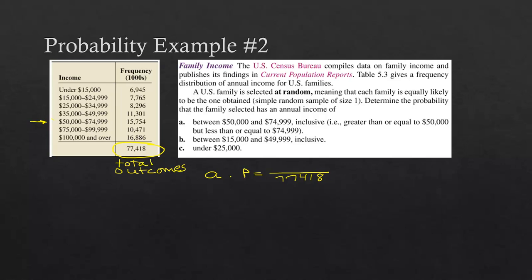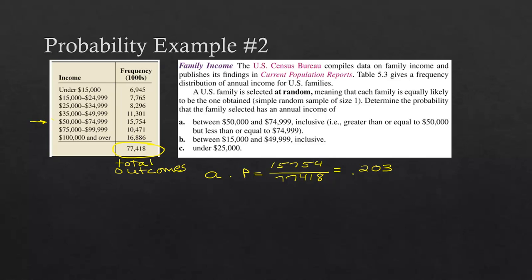Well, how many are in the range of 50 to 74,999? Well, if you look up there, that's 15,754. So they've done that for us, as I said. So 15,754, which when you do the division gives you a 0.203 probability. So what's this saying?